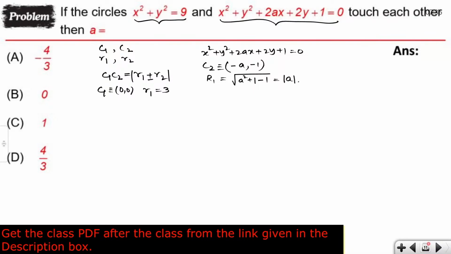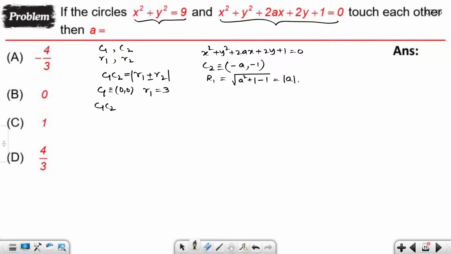Okay? Is it clear to all? Okay. So now, what is the distance between the two centers? It is basically root over of a square plus 1. Clear? So now, by the condition that we found, we will write root over of a square plus 1 equals to modulus of 3 plus minus mod of a. Is it clear or not?